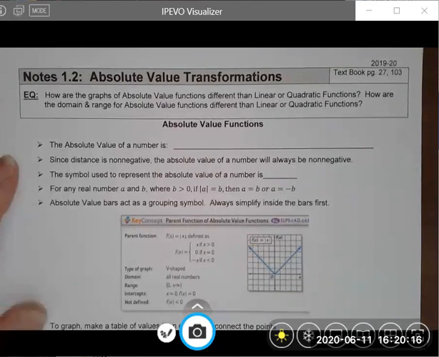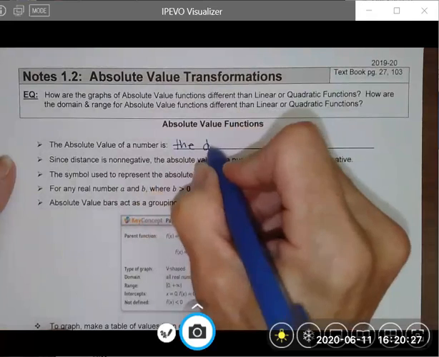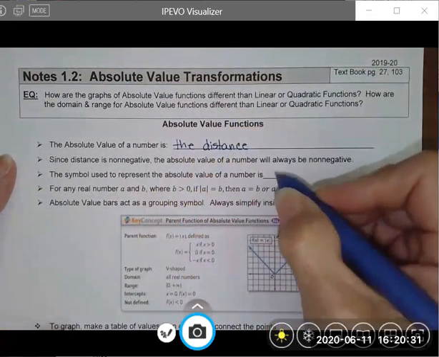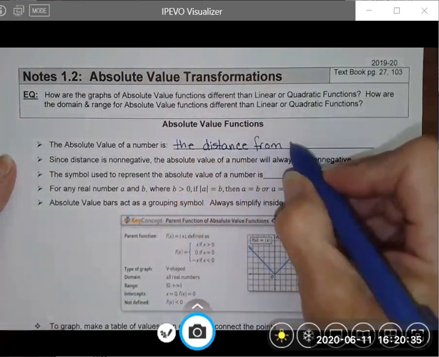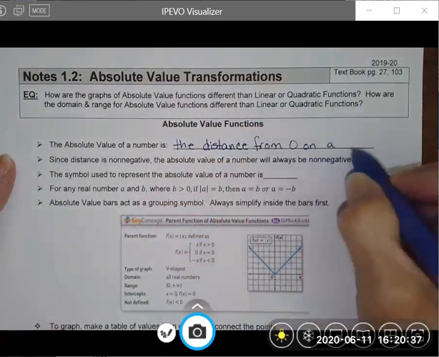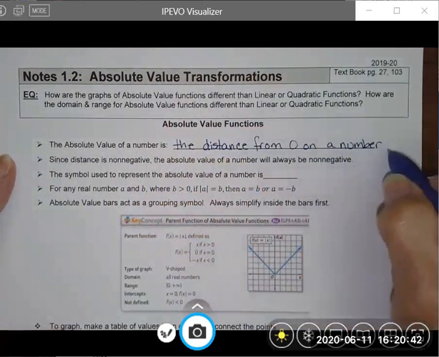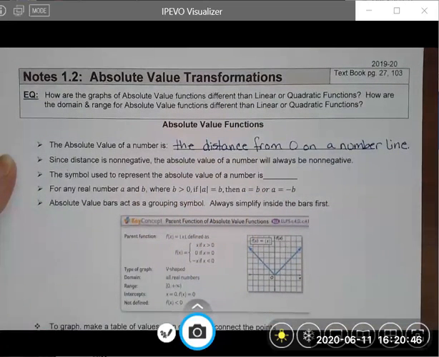The first thing I'd love for us to do is just remember what the absolute value of a number is. And technically, this is the distance. I should write this down, shouldn't I? The absolute value of any number is technically the distance from 0 on a number line. I'm tempted to put a hashtag there, but let's be formal here. So it's the distance from 0 on a number line.